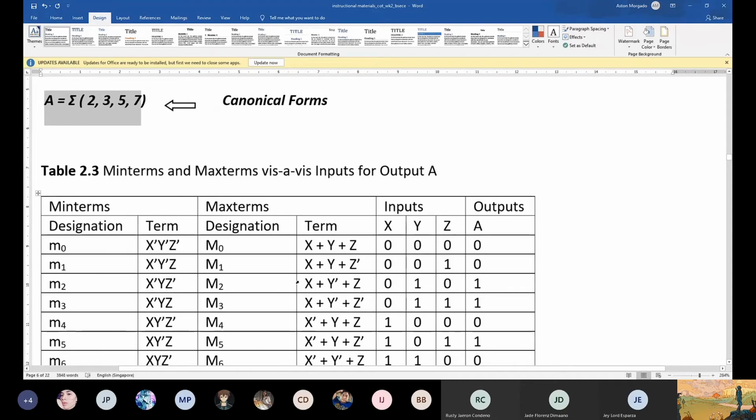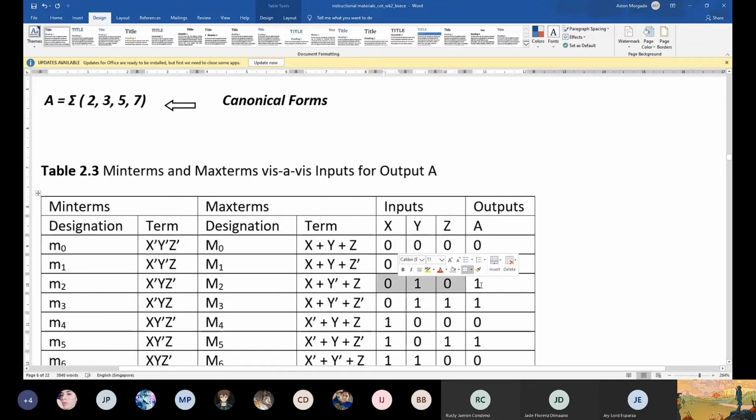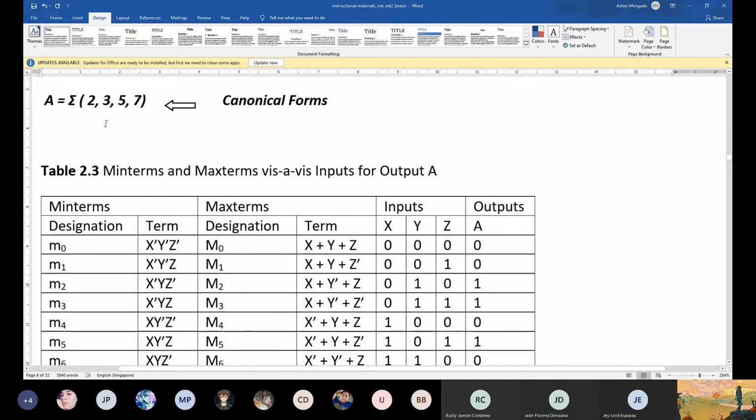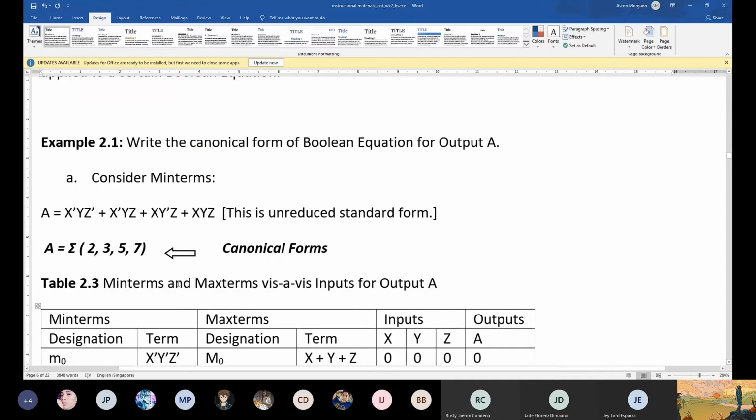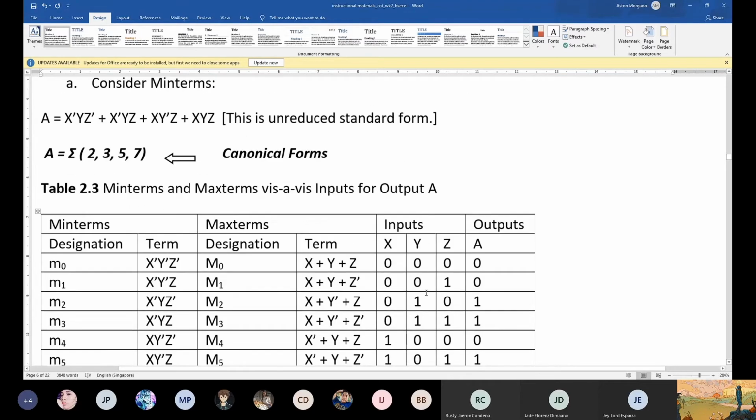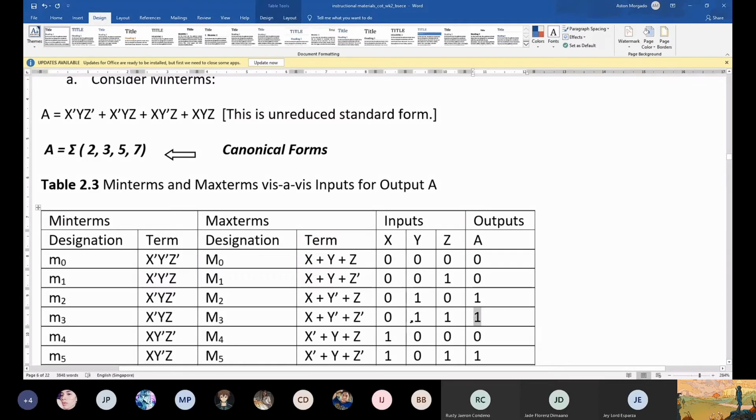So, what is output 2? So, 0, 1, 0. So, x prime y z prime. So, we have x prime, y, z prime. Next one, 0, 1, 1. So, x prime, y, z.